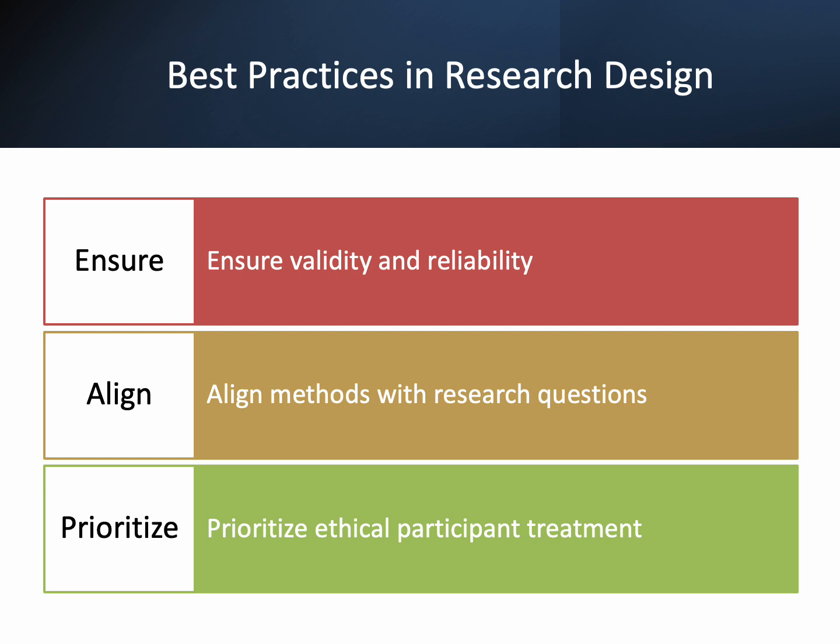Aligning methods with research questions involves selecting appropriate designs, like RCTs for causal questions or case studies for exploratory ones, to address issues like educational equity. Prioritizing ethical participant treatment includes obtaining informed consent, ensuring confidentiality, and respecting diverse perspectives, particularly for Indigenous or marginalized groups. For example, a Canadian study might use community consultation to design culturally sensitive research.